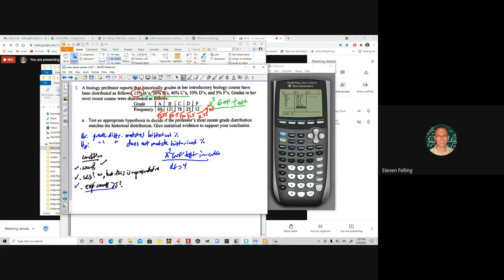Now that I have observed counts in list 1 and expected counts in list 2, I can go to stat and run the chi-squared goodness of fit test. List 1, list 2, we're going to set the degrees of freedom to 4 because there's 5 categories, and calculate.